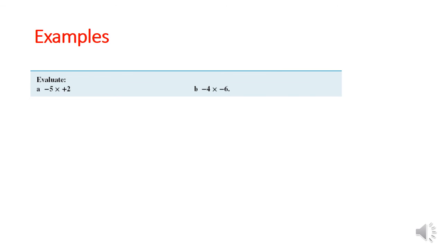So if we've got negative 5 and we're timesing it by positive 2, so it's a negative times a positive, so we know we're going to get a negative answer, and then 5 times 2 is 10. Over here with B, it's a negative and a negative, so it's going to give us a positive answer, and 4 multiplied by 6 is 24, so it'll be positive 24.